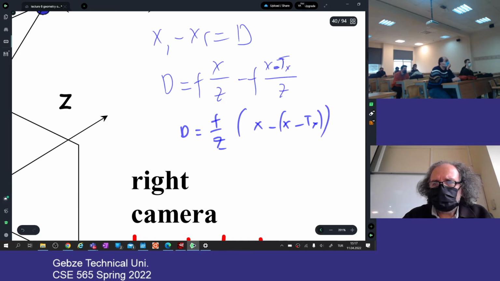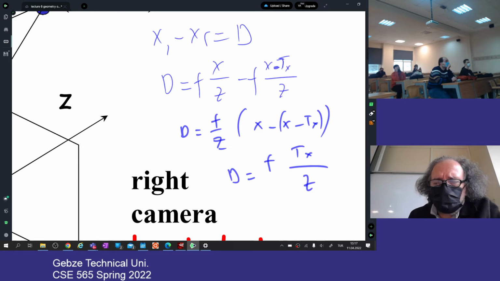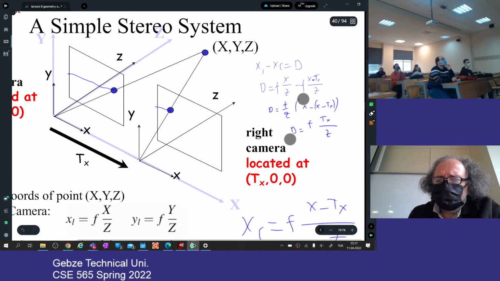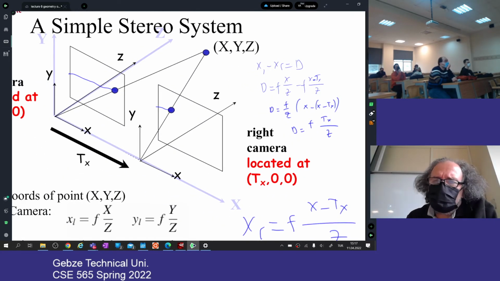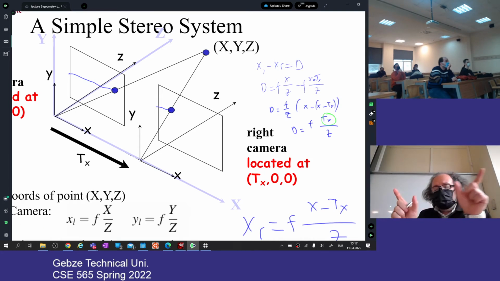Is that correct? So d is equal to f times tx over z. Interesting. So what do I know, given this setup? Assume that I know this x, tx. I know how much I shifted my camera from the left camera to the right camera.